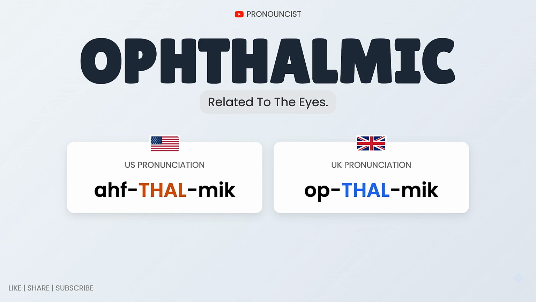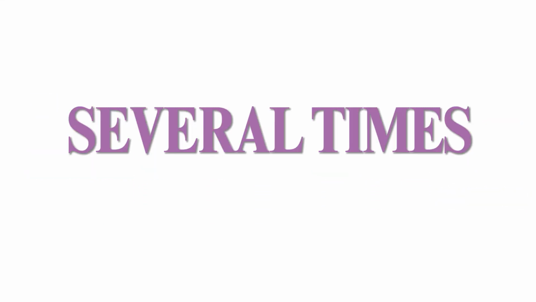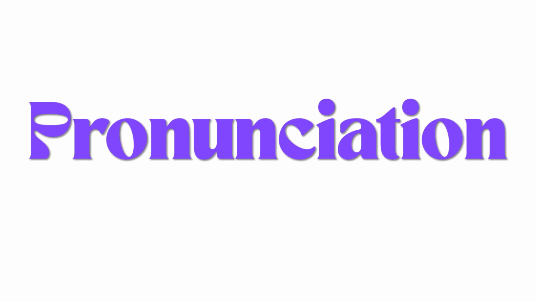Ophthalmic, ophthalmic. Practice repeatedly and you'll soon be able to say this word perfectly. The best way to practice is to repeat the syllable multiple times. The meaning of the word is related to the eyes. Try repeating this word several times to improve your pronunciation.